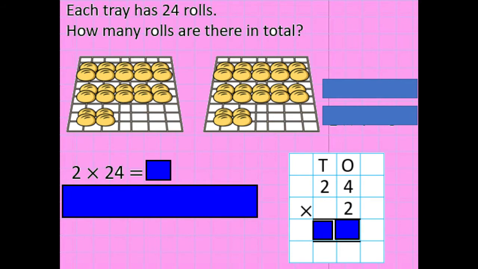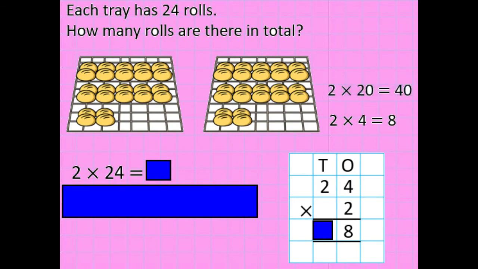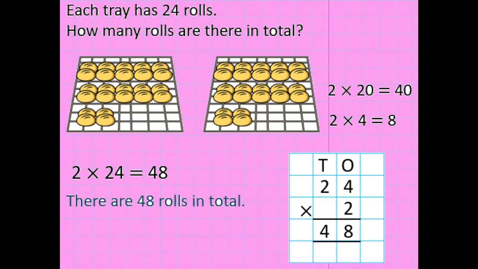So the first one I'm going to look at is my ones column. So 2 times 4 gives me 8. Okay, and then the next bit, we've got 2 times 20. Okay, so rather than squishing the 40 into there, we just put the 4 tens. Okay, so the answer we should have got for this one is 48. So there are 48 rolls in total.